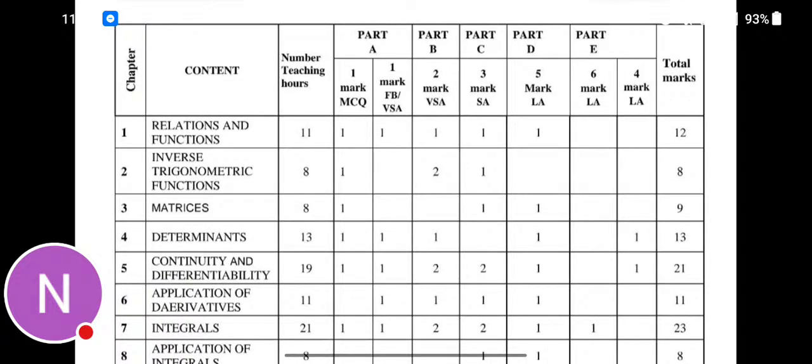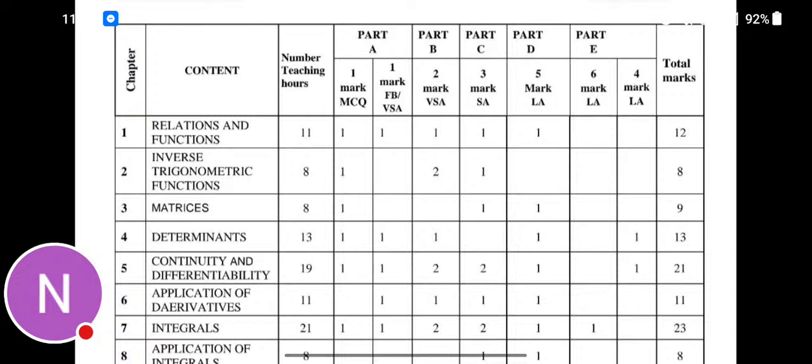Second chapter, inverse trigonometric functions. From this chapter, you will get 1 question for 1 mark as an MCQ, or 2 questions for 2 marks, and 1 question for 3 marks. Totally you will get 8 marks from this chapter.